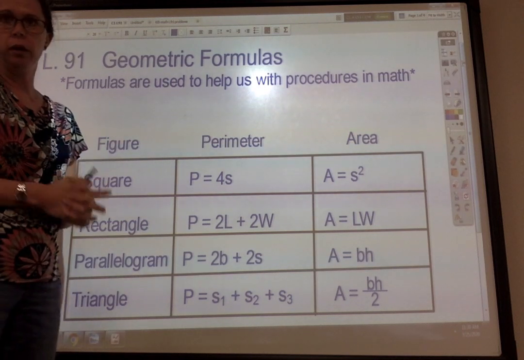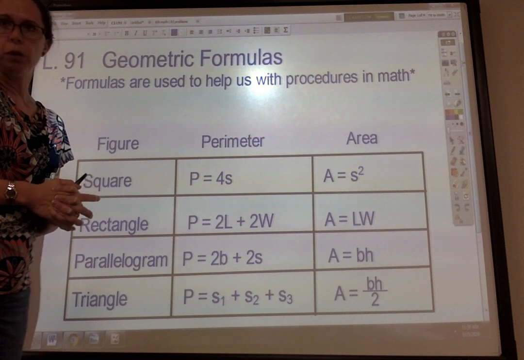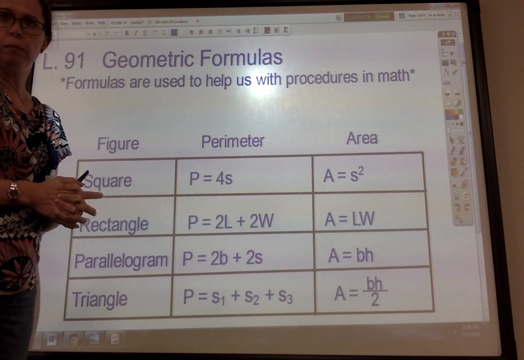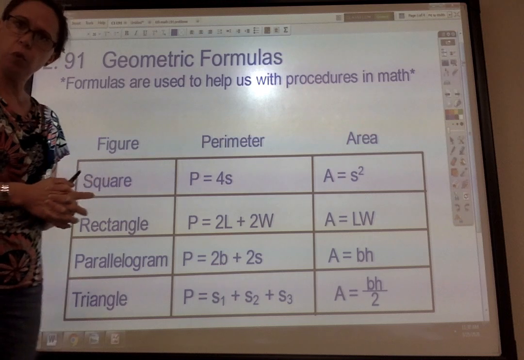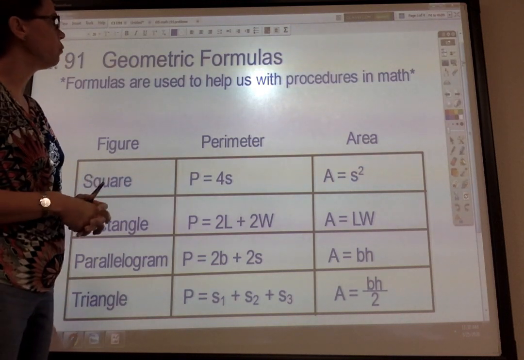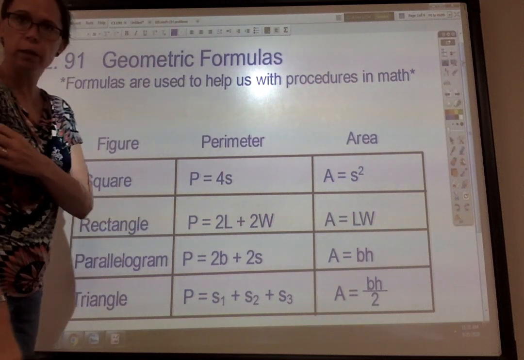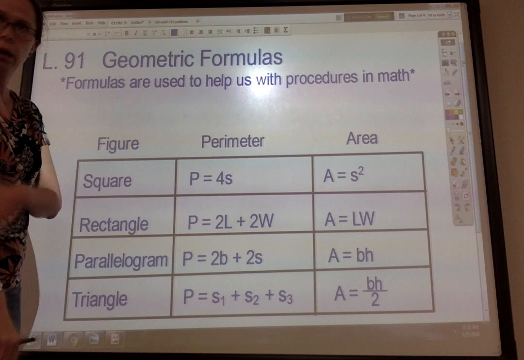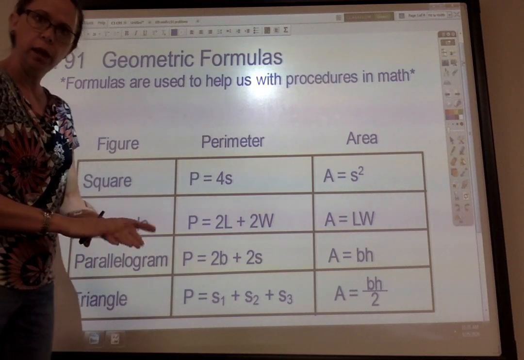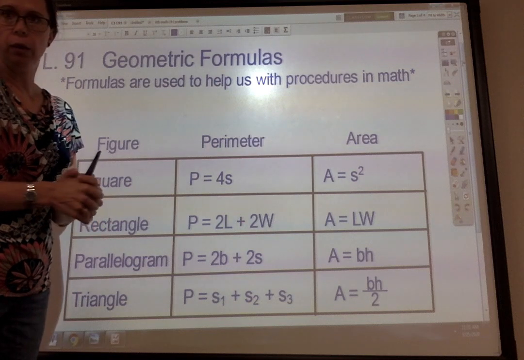Remember that you can pause your video at any time to record what you need in your math notebook. Make sure you have your book open to Lesson 91 so that you can follow along as I go. Okay? Geometric formulas. Now remember that formulas are used to help us with procedures in math. Formulas will have letters, and then later we can replace those letters with the values that we are given.